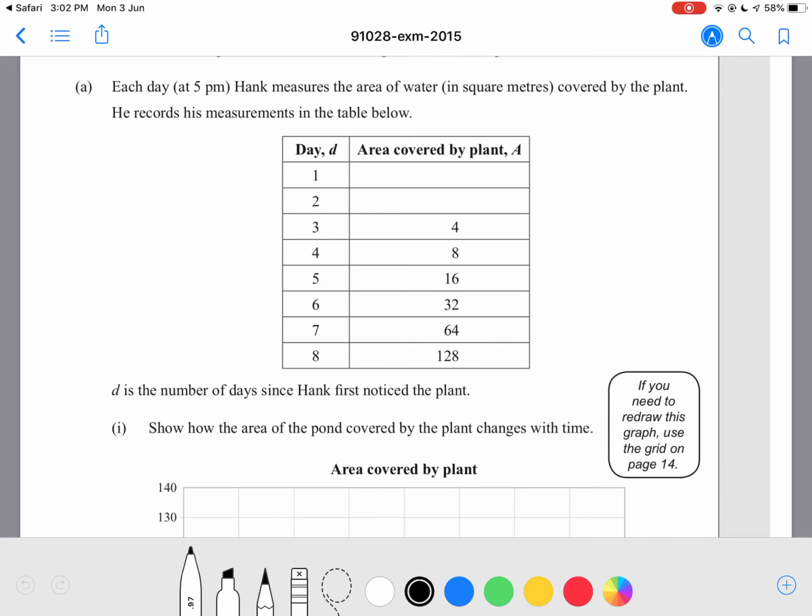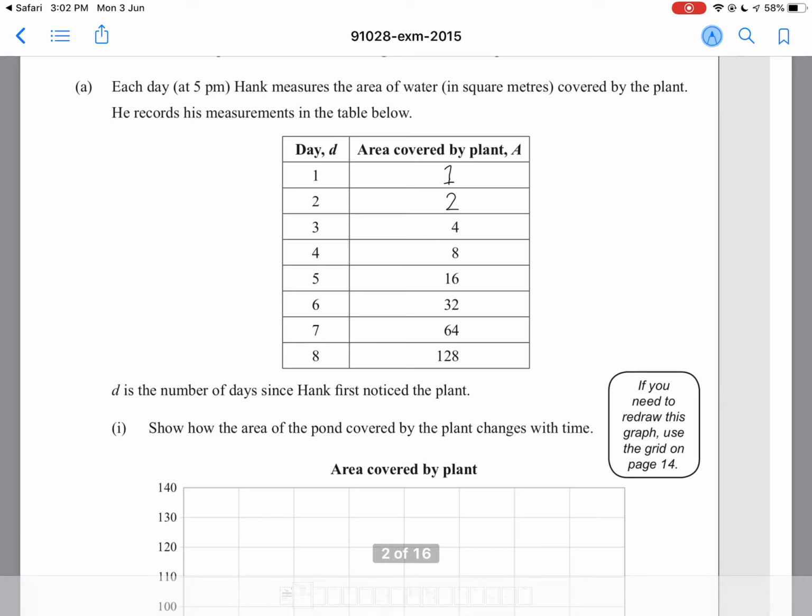So as you can see, each day is doubling, so 4, 8, 16, 32, 64, 128. So each day the number doubles, okay? So multiply by 2, multiply by 2. So if we go backwards, we will divide by 2, okay? So on day 2, there'll be 2, and then at day 1, 2 divided by 2 is 1, so on day 1, it will be one area covered by the plant.